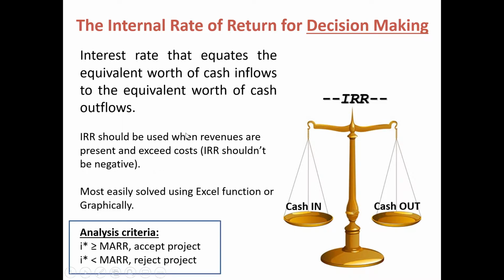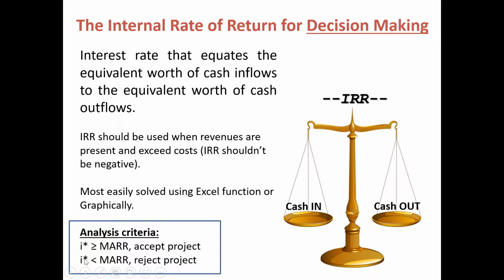And we use it for decision making because if the internal rate of return is greater than or equal to the MAR, that is an indicator that the project is acceptable. If the internal rate of return is less than the MAR, then that tells you the project should be rejected. This is really all you can do with internal rate of return.